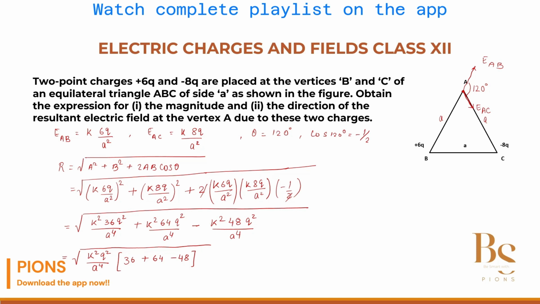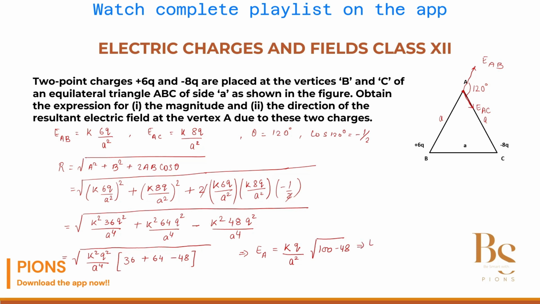36 and 64, 6, 4, 10, 1, 6, 4, 10, 100. 100 minus 48 we are left with. So this will give us the resultant electric field at point A will be equal to, be very careful, can you take this k square q square and a to the power 4 out of the root? Yes. You will be left with k, q because root and square will cancel, and a to the power 4 you are left with a square. Root under 100 minus 48, 36 plus 64 is 100. And 100 minus 48 is how much?